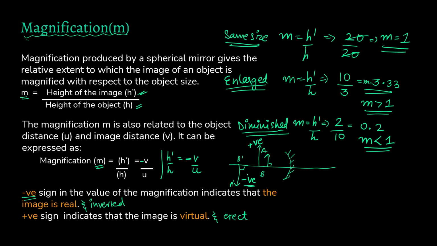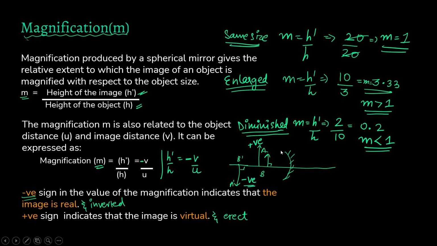You can tell by the M number: if it is greater than 1, enlarged image; less than 1, diminished image; same as 1, same size image. Negative M, if it has a negative sign, that means real and inverted. If M has a positive sign, that means virtual and erect. So many things you can tell just by looking at the M value.